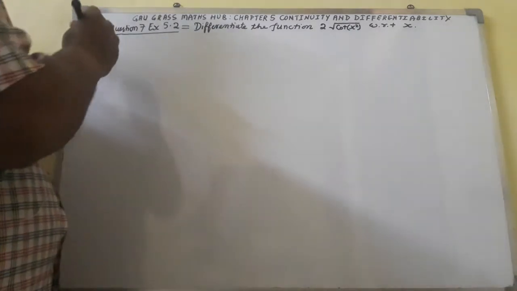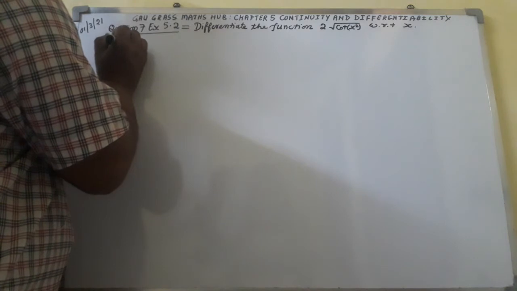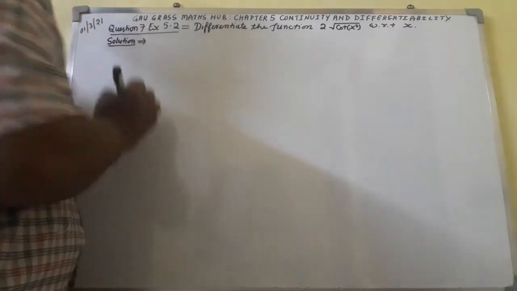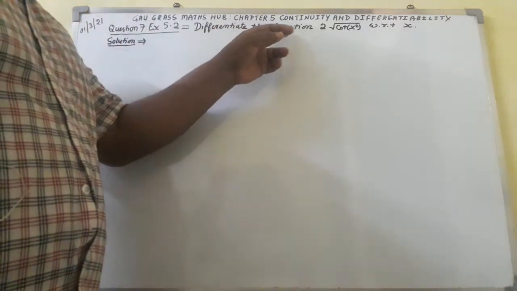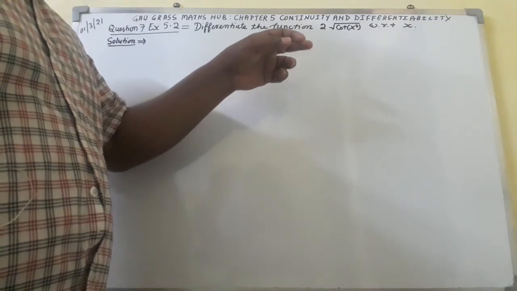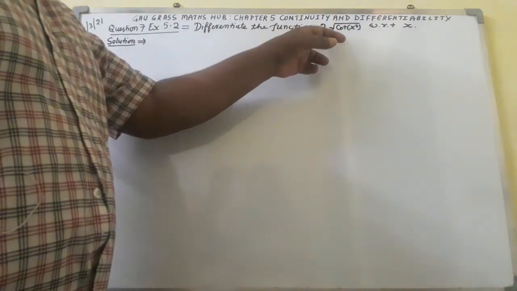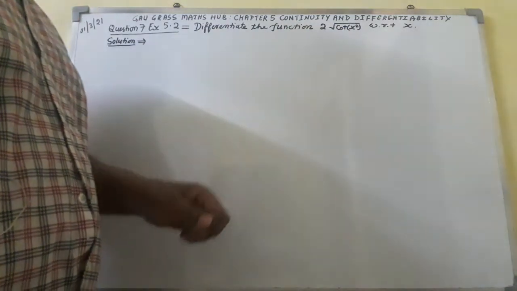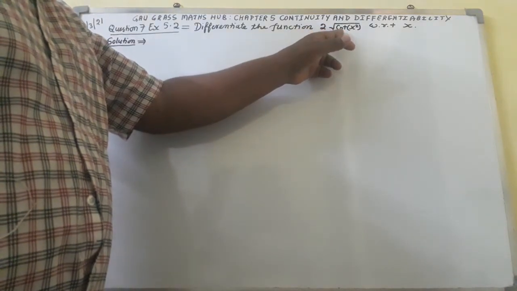Here I shall write the solution. Solution implies that here you can see the given function is a composite function. The composite function consists of three different functions: the core function, the intrinsic function, and the whole function. The intrinsic function is also known as the inside function.